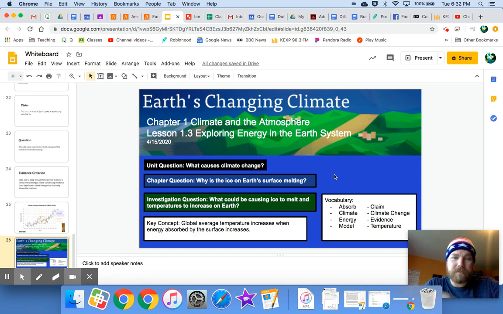We have a new key concept today: global average temperature increases when energy absorbed by the surface increases. I wonder what that means. We've got a whole mess of vocabulary words over here, and some of them you've seen before in previous units: absorb, climate, energy, model, claim, climate change, evidence, and temperature. So be sure you're looking those up in your glossary if you need to. But let's jump right into the lesson.